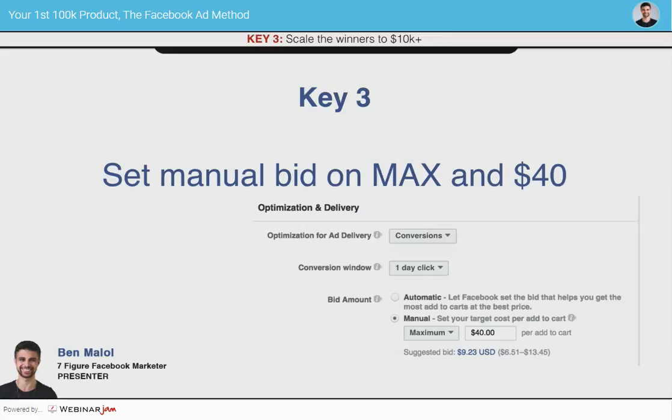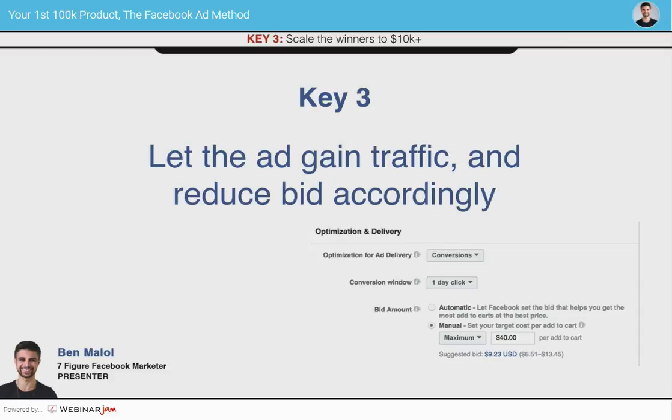We're gonna give it a maximum bid, and we're gonna put it on $40. What we're actually telling Facebook is that we want to send traffic to our ad. We don't mind spending money so it sends traffic. The reason we're doing this is because we want Facebook to pour in traffic so we get sales, and we might be losing money. That's why once we gain traffic, once we gain sales, we reduce the bid accordingly.